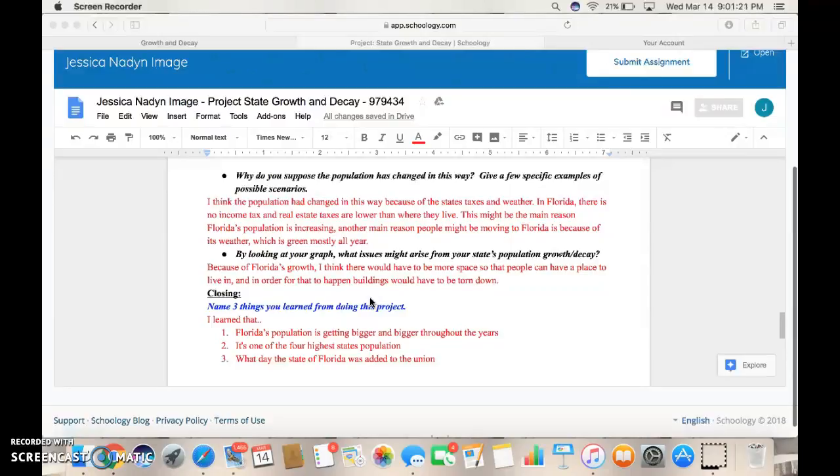Because of Florida's growth, I think there would have to be more space so that people would have a place to live in. And in order for that to happen, buildings would have to be torn down.